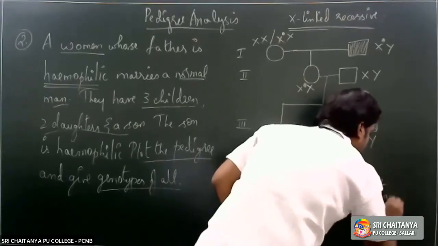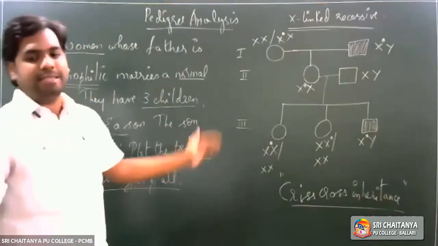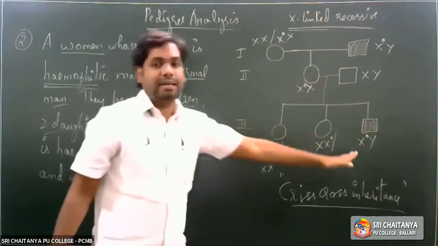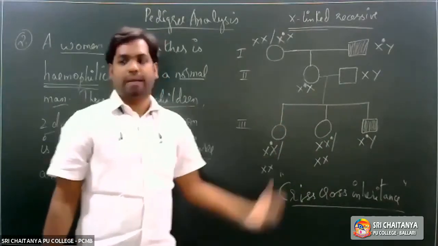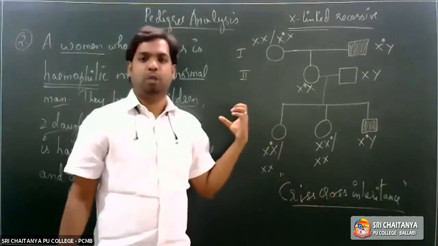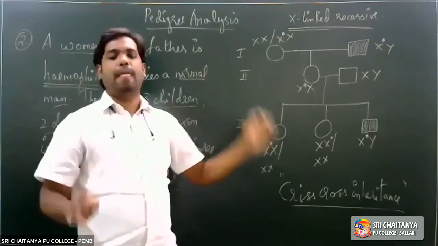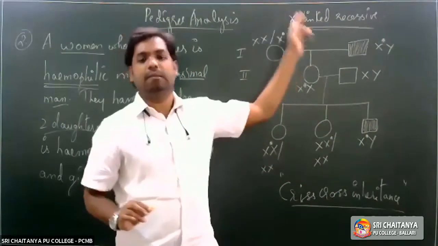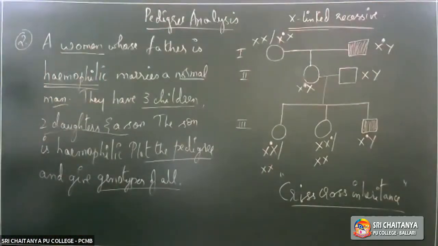We'll talk more about this in detail, so just remember that it is termed crisscross inheritance. Father affected, daughter not affected, again the grandson is affected. This type of inheritance pattern, we call crisscross inheritance pattern, and it is shown only in X-linked recessive disorders. That is what we have with one question with regards to the pedigree analysis, so you can just make a note of it.